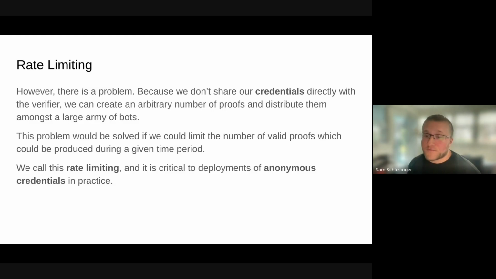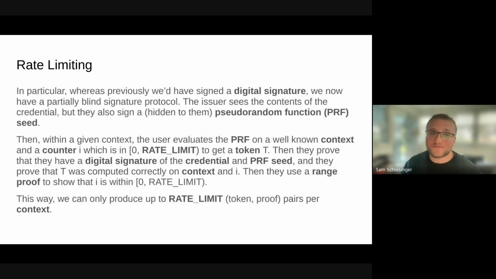You might hear this referred to as pseudonyms, which is that you might have only a rate limit of 1 in a given context, and you reuse that anonymous credential, and you could think of it as identifying you only within that context as well. You go to the next slide.